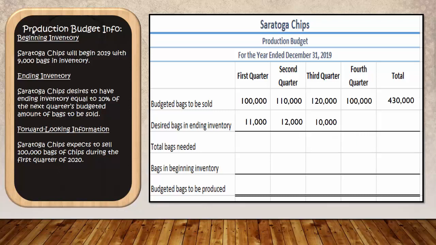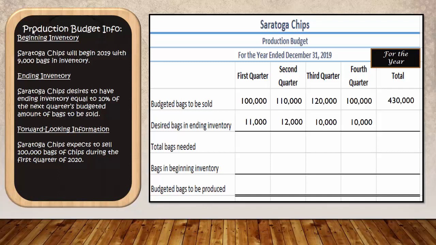And then for the fourth quarter, this is where we're going to need our forward-looking information. We know that in the quarter following the fourth quarter of 2019, which will be the first quarter of 2020, we again expect to sell 100,000 bags of chips. If we multiply that by 10%, we realize that Saratoga Chips is going to have 10,000 bags in ending inventory.